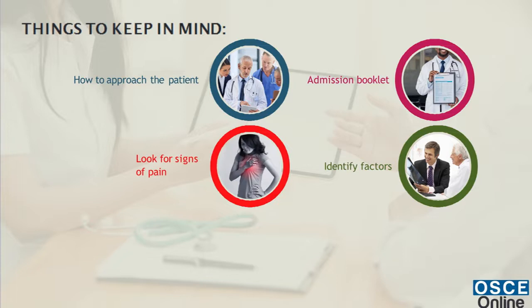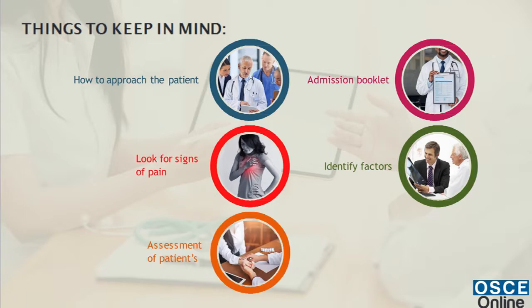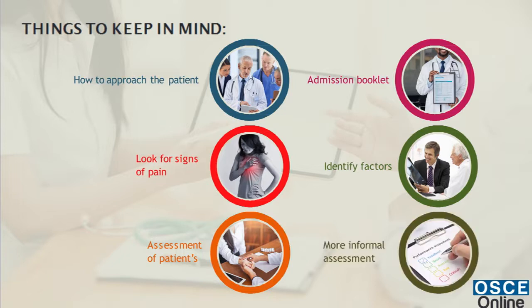Look for signs of pain, discomfort. Are they sitting up or hunched over, breathing rapidly, or do they appear drowsy? An assessment of the patient's airway, breathing, and circulation is always the priority performed immediately. Once these three areas have been assessed as being stable, then the more informal assessment can take place.